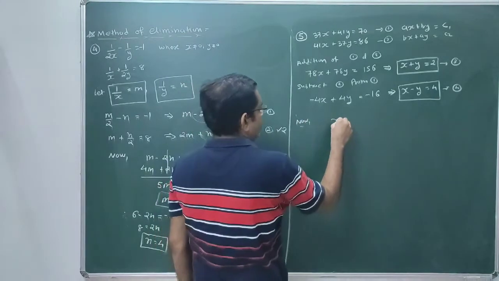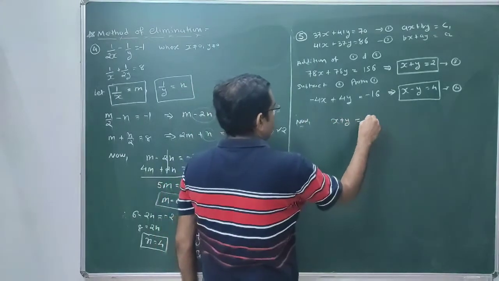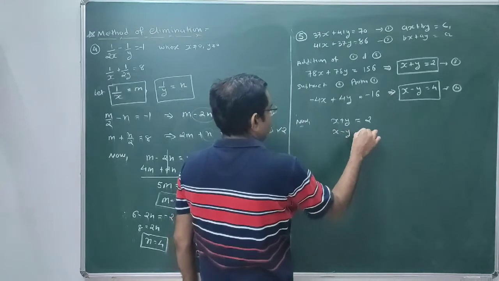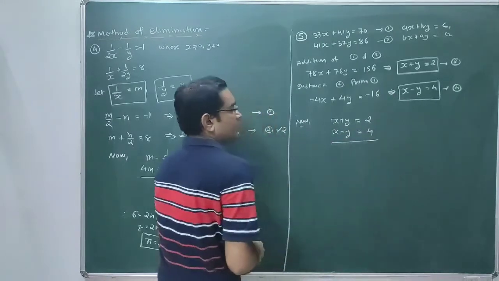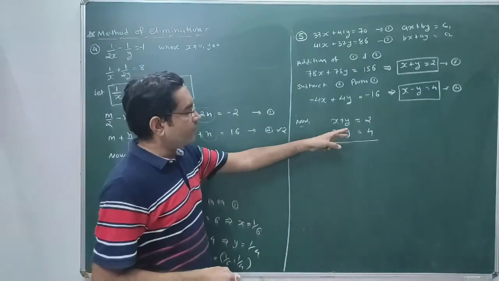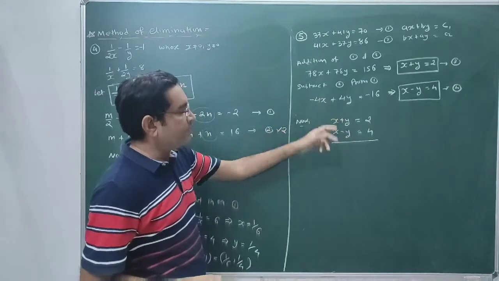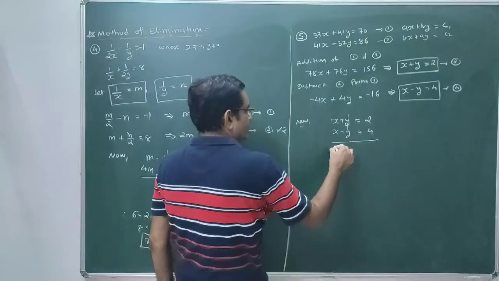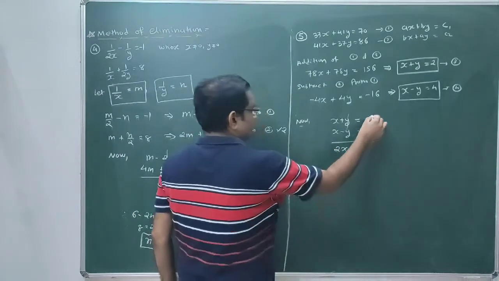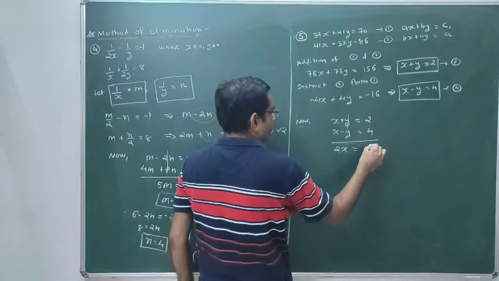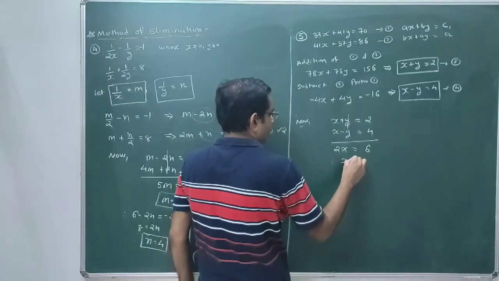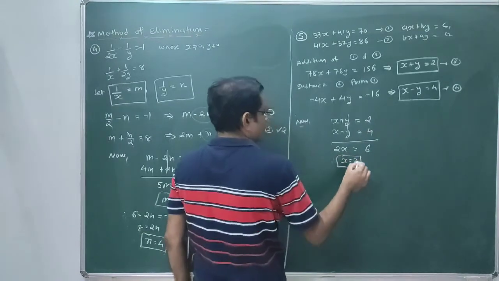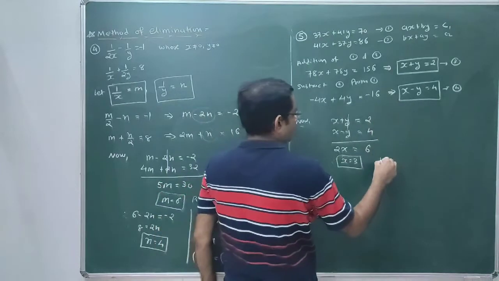So now we are eliminating variable y. It's x plus y equal to 2 and x minus y equal to 4. Using the elimination method, coefficient of variable y is equal, and they are in a different sign. So take the addition, variable y is eliminated. So x plus x equal to 2x. 2 plus 4 equal to 6. And therefore x is equal to 3.